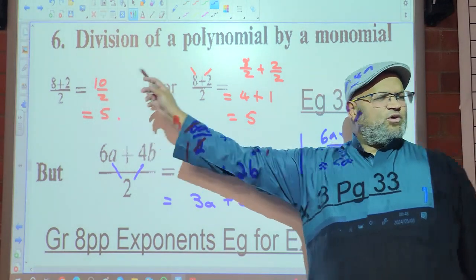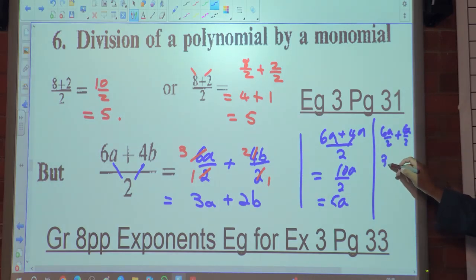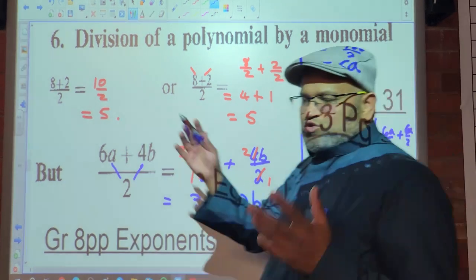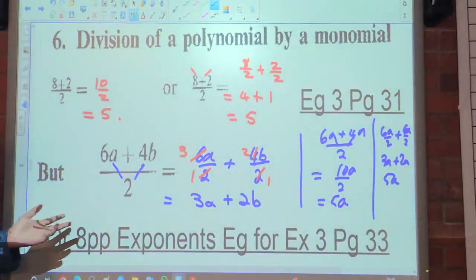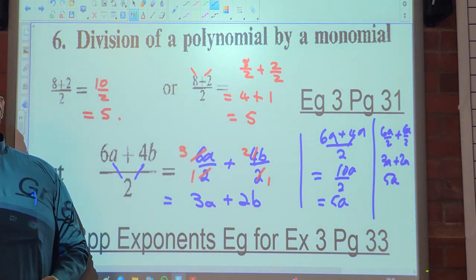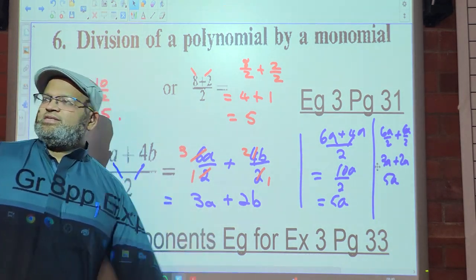But I could have done this method here, it doesn't matter. I put each one over its own, it's going to be 6a over 2 plus 4a over 2, which is 3a plus 2a, which is 5a anyway. So at times I can choose whichever one I want to do first, but in these times I would have to do the one method. Alright, anything else?